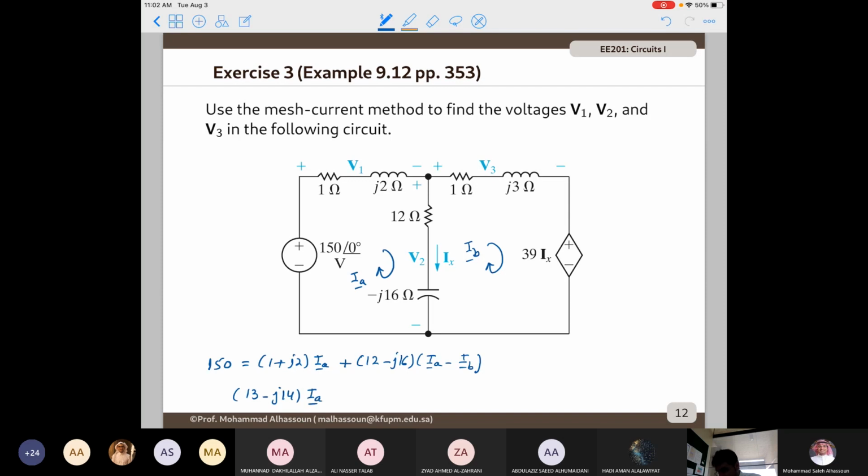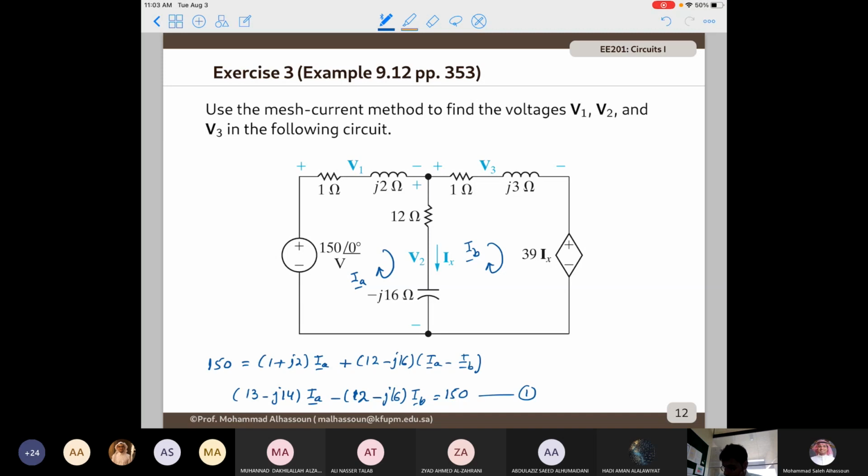IA minus 12 minus j16 IB equals 150. So this is the first equation. The second equation, so let's see, Al-Mashtari. Yes, doctor. Yes, go ahead.